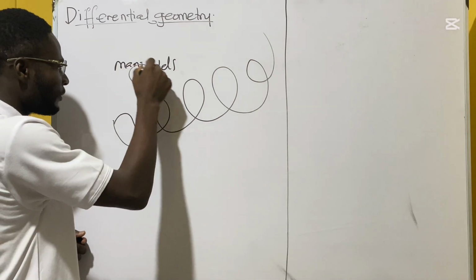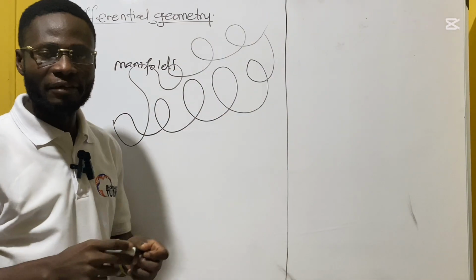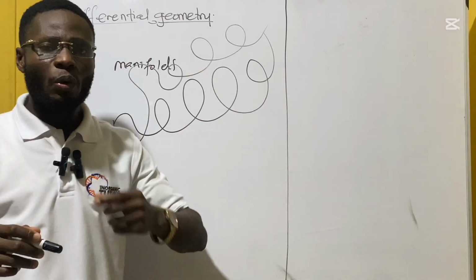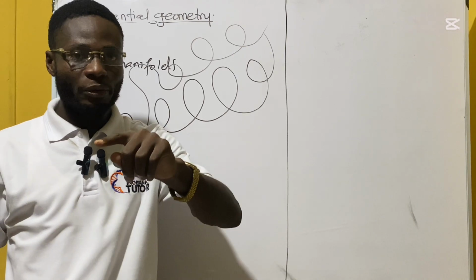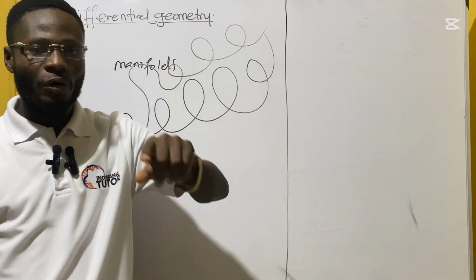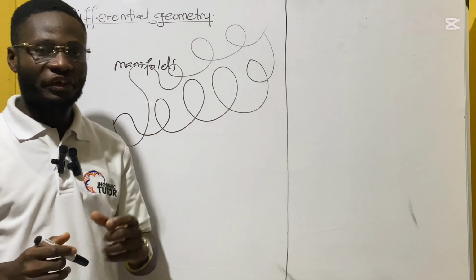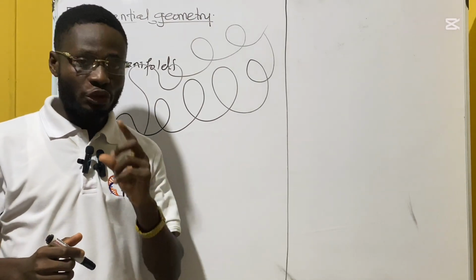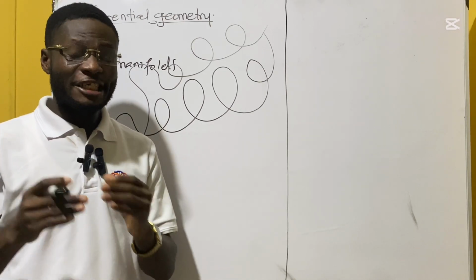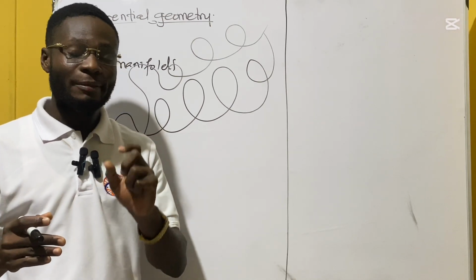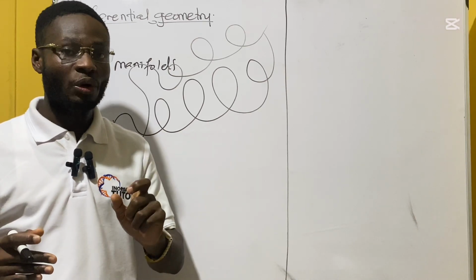You can think of going this way, going this way. That is how manifolds are. Look at how the coil moves. That is how manifolds are. It's one of the concepts in differential geometry. Two, it also looks at tangent spaces. Tangent spaces basically define direction on curves.